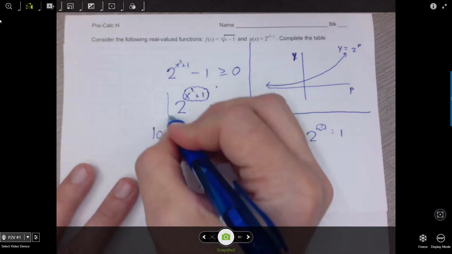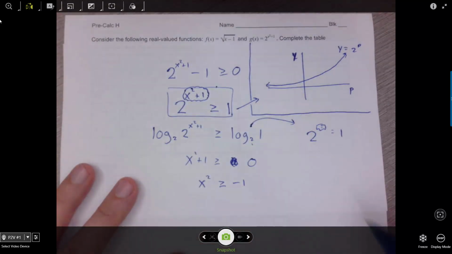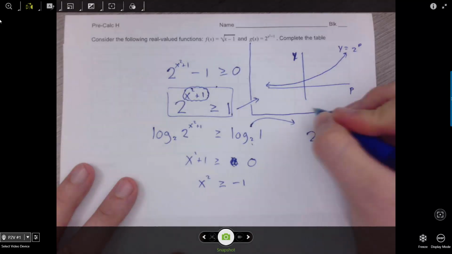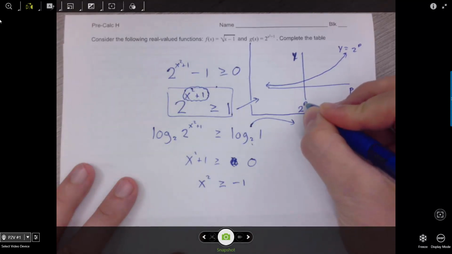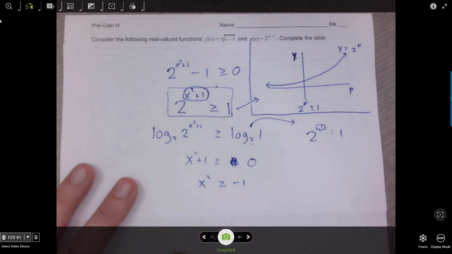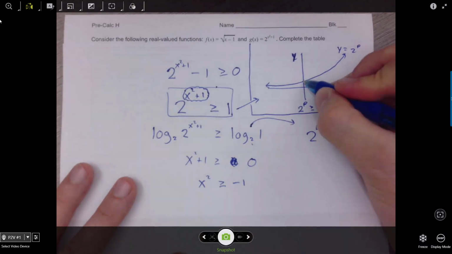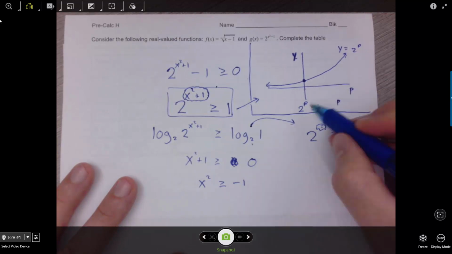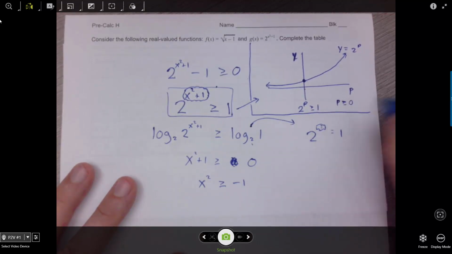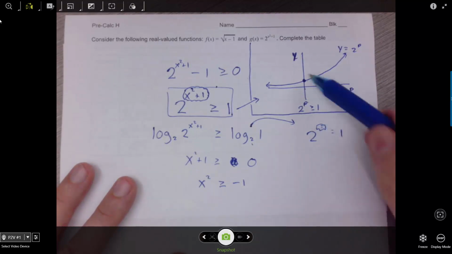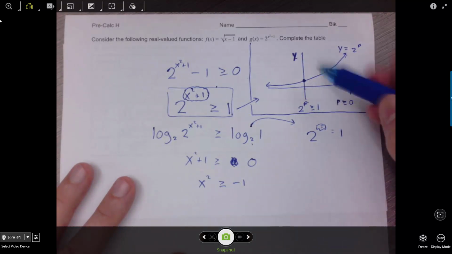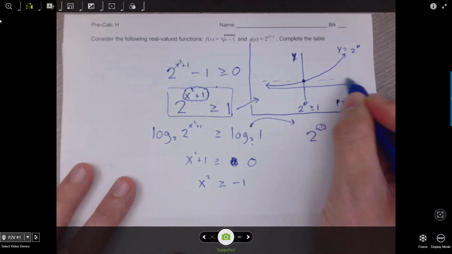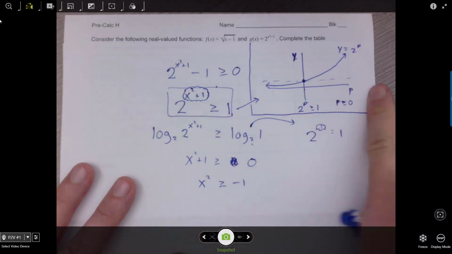So if I wanted to rewrite this statement, what I'm really saying is that 2 to the p has to be greater than or equal to 1. Okay, so where on this graph is 2 to the p greater than or equal to 1? Well, I know that when p equals 0, this is 1. So what that tells me is that p must be greater than or equal to 0 if 2 to the p is supposed to be greater than or equal to 1. So if the output is supposed to be above this line, I know the input has to be positive.